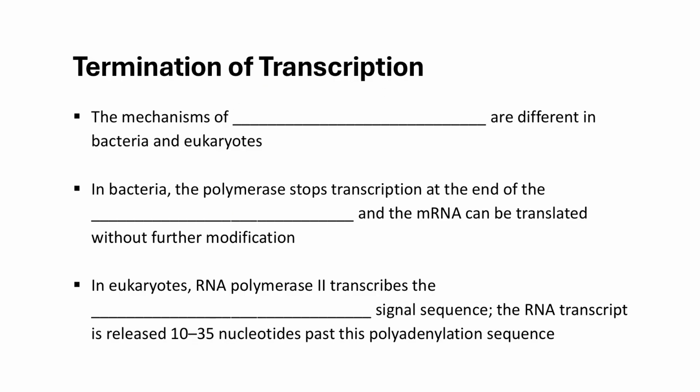And then we move into the termination of transcription. The mechanism of termination is going to be different in bacteria and eukaryotes. In bacteria, the polymerase stops transcription at the end of the terminator, and the mRNA at that point can be translated without further modification. In eukaryotes, the RNA polymerase II transcribes the polyadenylation signal sequence, and the RNA transcript is going to be released 10 to 35 nucleotides past this polyadenylation sequence.